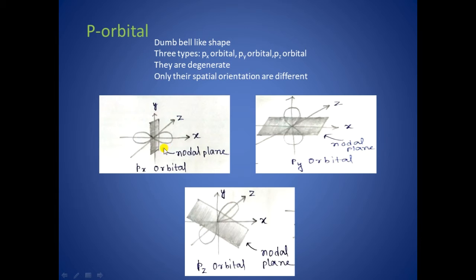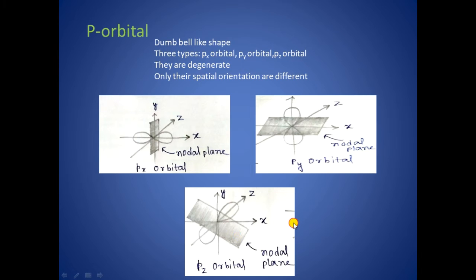Here you can see the dumbbell-like charge cloud of the px orbital lies along the x-axis. Here, of py, it is along the y-axis, and of pz, it is along the z-axis. The probability of finding an electron at the nucleus of p orbitals is 0. So this is called a nodal point. The plane containing the nodal point and bisecting the two lobes of the p orbital is called the nodal plane. This is the nodal plane of the px orbital, this is the nodal plane of the py orbital, and this is the nodal plane of the pz orbital.